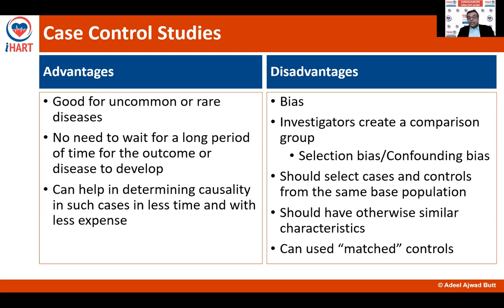The disadvantages are related to the control group mostly, because you as an investigator create a comparison or a control group, and therefore some selection bias or a confounding bias can creep in. To avoid that, you should select cases and controls from the same base population, and the two groups should be otherwise similar in characteristics in every way that you can possibly do. In other words, you match the cases with controls as best as you can.